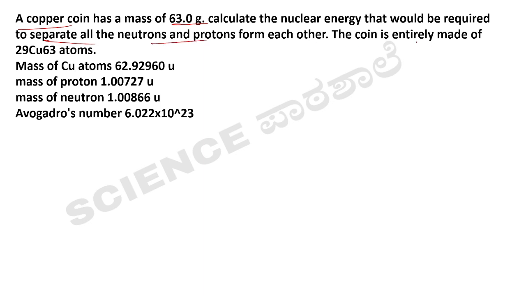The coin is entirely made up of copper, that is, atomic number 29, mass number 63. What they have given: mass of copper atom is 62.92960 U, mass of proton 1.00727 U, mass of neutron 1.00866 U, and Avogadro number 6.022 into 10 raised to 23. This is related to the mole concept, a chemistry-related question, so we have to be very careful with this numerical.